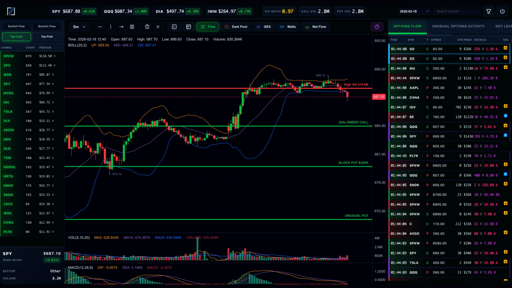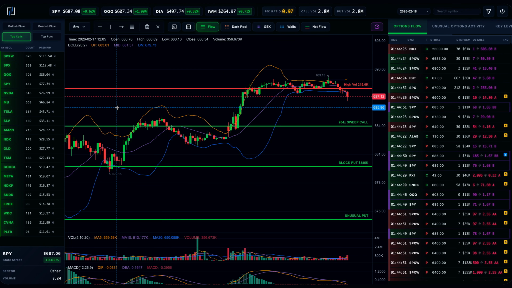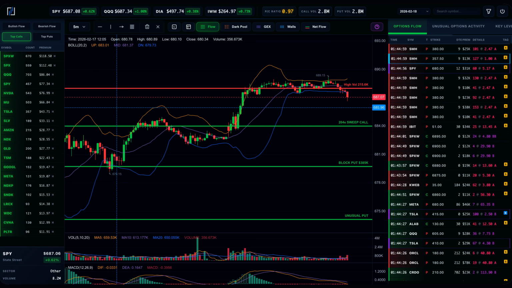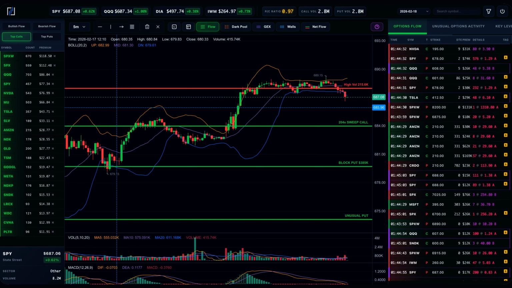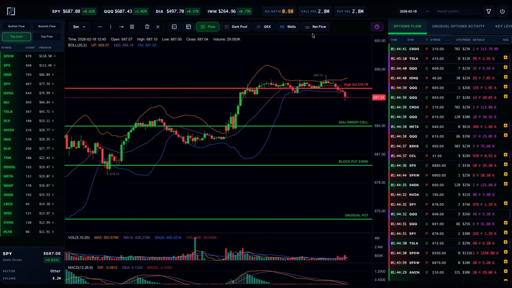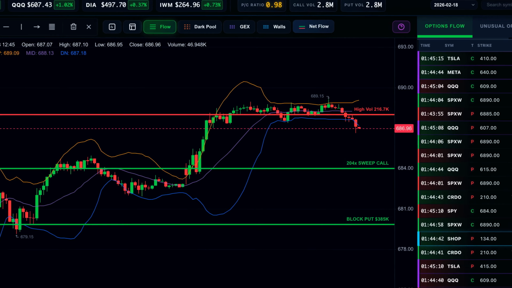Net flow is a key idea here. We display call flow and put flow separately. Net call flow is the difference between calls bought and calls sold. Net put flow is the difference between puts bought and puts sold. This helps us see where the buying activity is: calls, puts, or both.